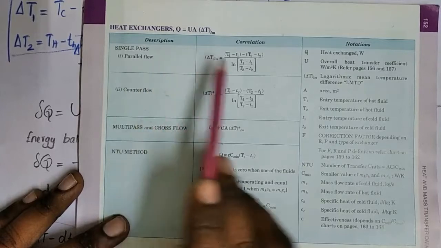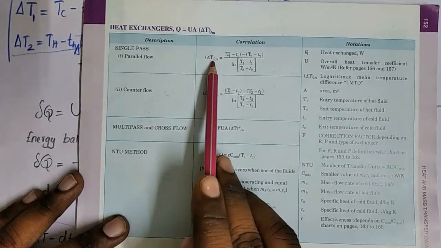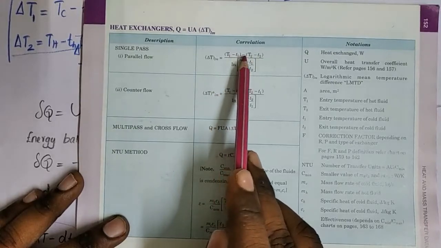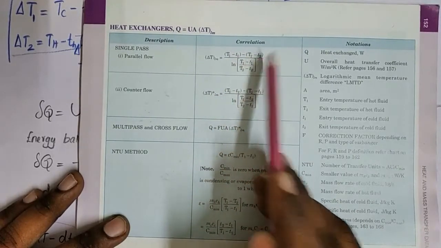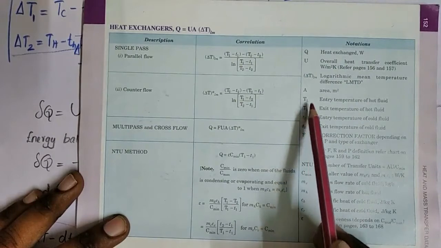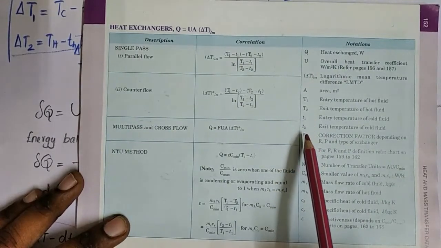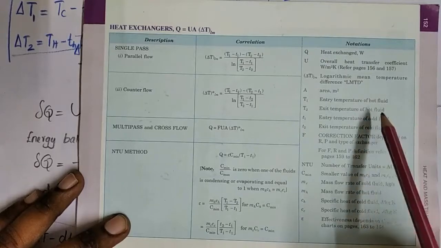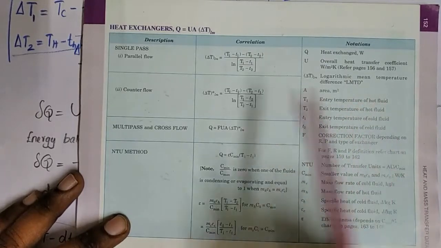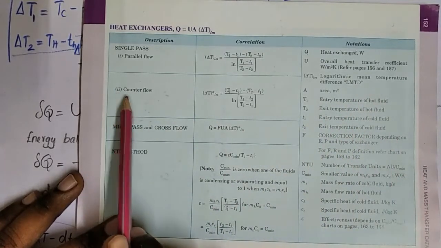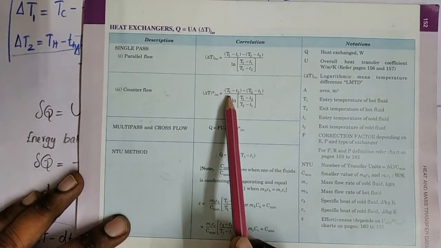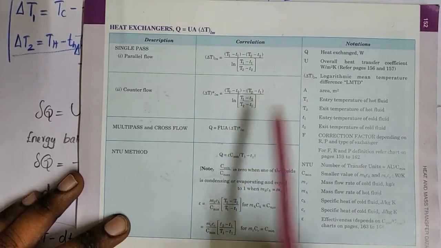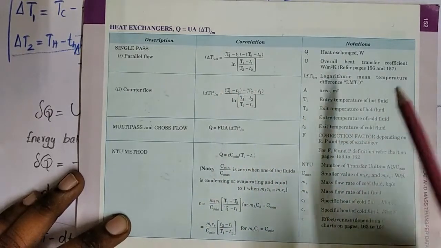For the parallel flow, we can see the logarithmic mean temperature difference, delta T LM, is equal to capital T1 minus small t1 minus capital T2 minus small t2. Here the notation for what is T1, what is T2, what is small t1, what is small t2, all these are given in the notation side. Please read it carefully. Similarly, for the counter flow it is also mentioned: capital T1 minus small t2 minus capital T2 minus small t1. It is also given here.